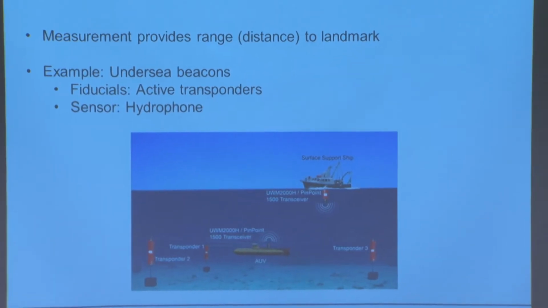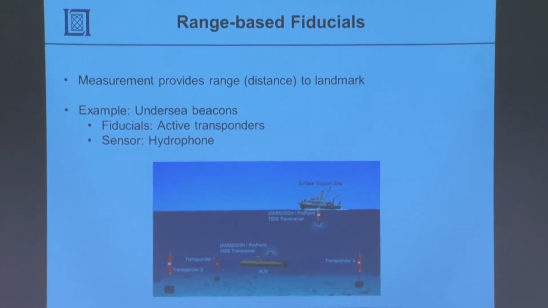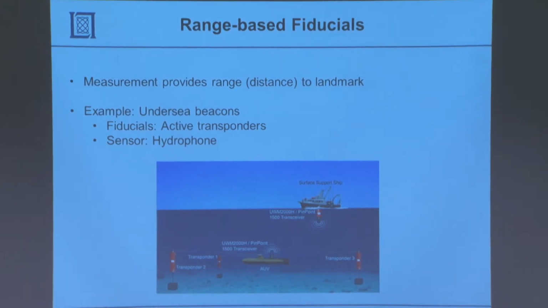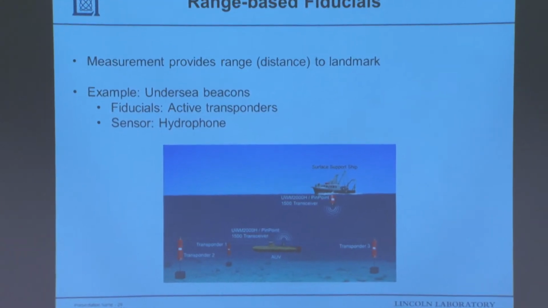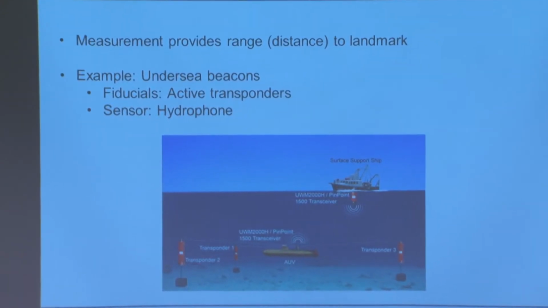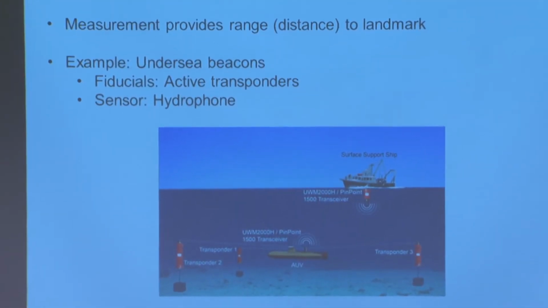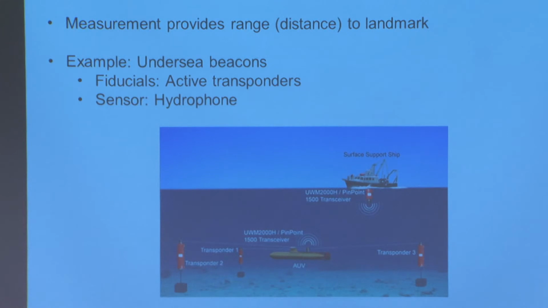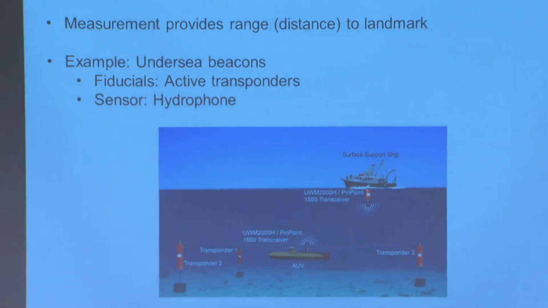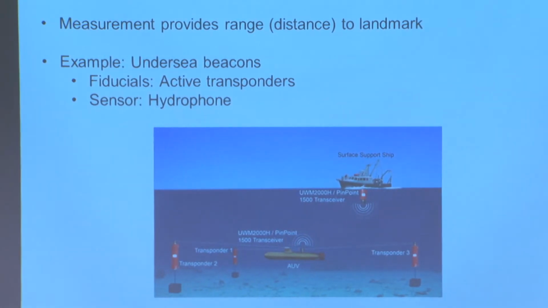So another type of fiducial are range-only fiducials. So these are fiducials that only provide you with range information. You know how far away the fiducial is, but you don't know in what direction it's coming from. One good example of range-only fiducials are beacons, underwater beacons for underwater vehicle navigation. So here you might have an underwater vehicle, a UUV, an unmanned underwater vehicle that's navigating in some underwater environment.